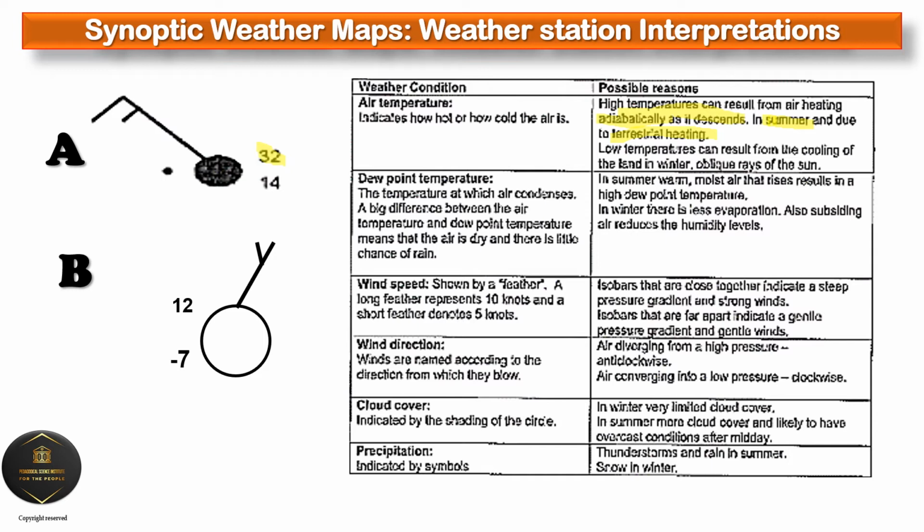So remember, air temperatures basically focus on how hot or cold the air is. And when temperatures are low, such as in this case, this is showing us the cooling of land, and remember we have a cooling of land in the winter season, and what causes that? It's the fact that the earth is receiving oblique rays from the sun. So if you are asked to interpret a weather station and give reasons, you need to think about these reasons at the top of your head to say, oh, temperatures are high, possibly because of adiabatic heating, because the synoptic weather map is showing winter conditions. But if it's showing summer conditions, you can say, oh, temperatures are high because we are receiving direct sunlight from the sun, and because of that, we are facing terrestrial heating, which leads to temperatures being relatively high.